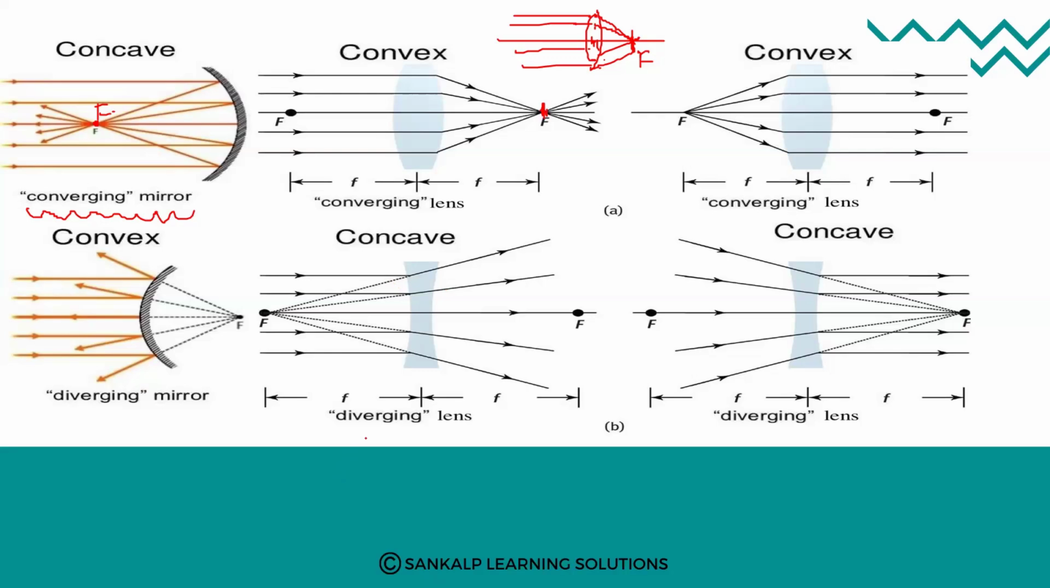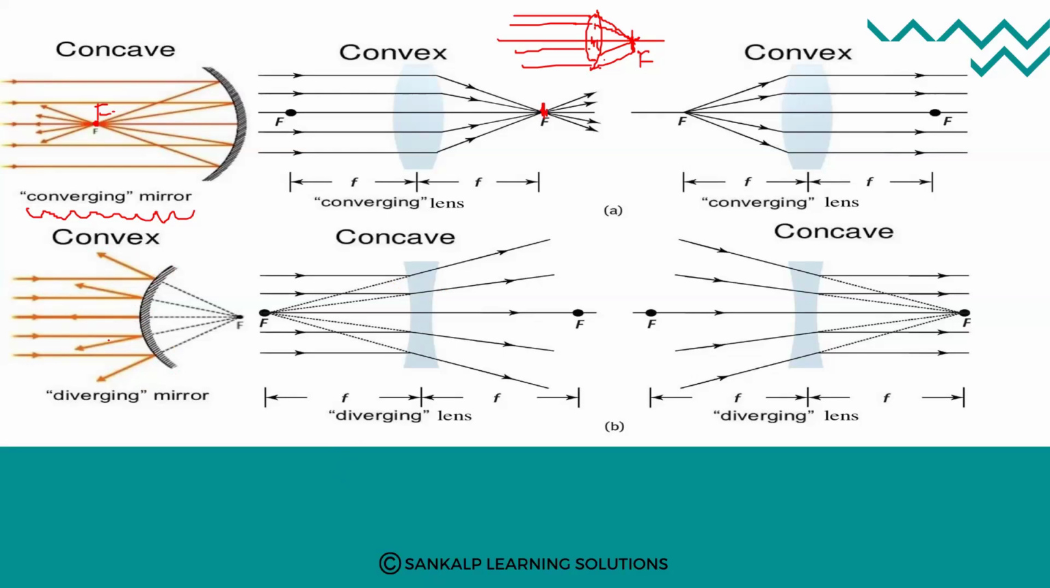Okay. Now, here, convex mirror. So, in case of convex mirror, this is a reflecting surface and this is a coated part, right? Now, rays are coming like this. After reflection, where do they go? So, after reflection, they will go like this. That means in this direction, the rays will travel.